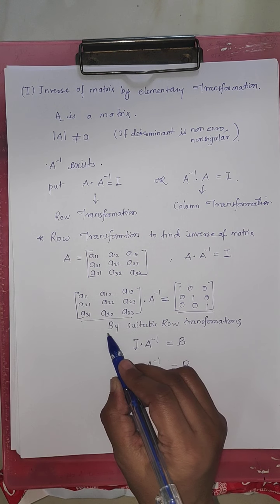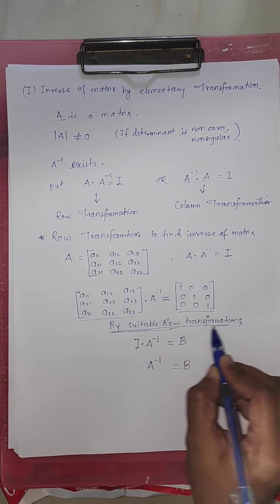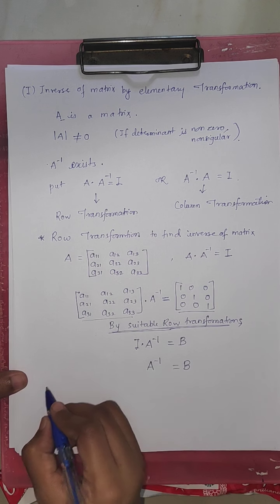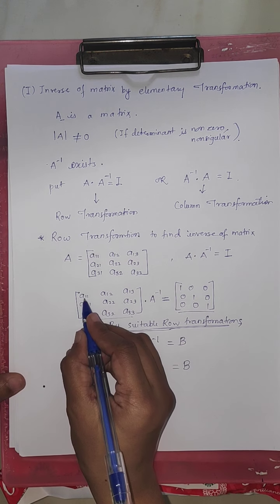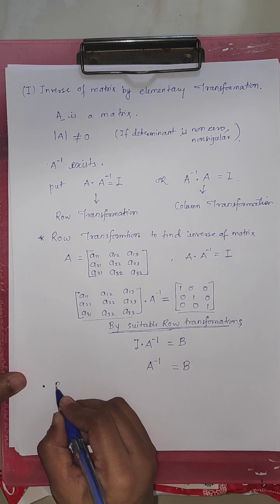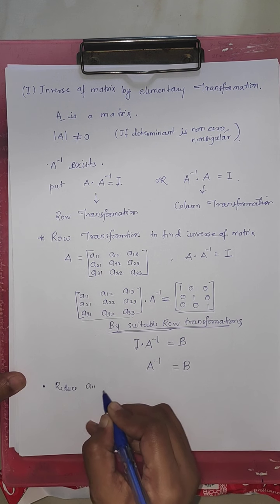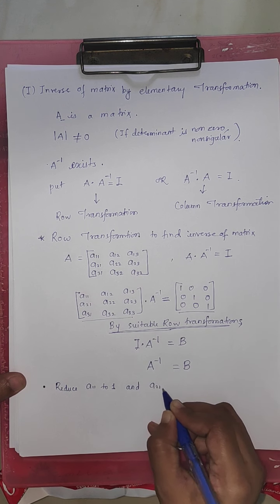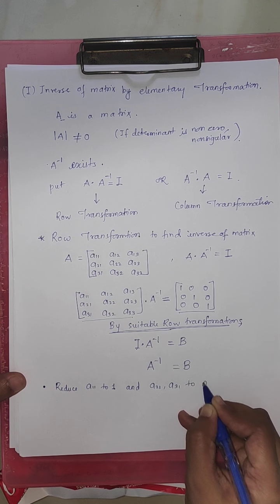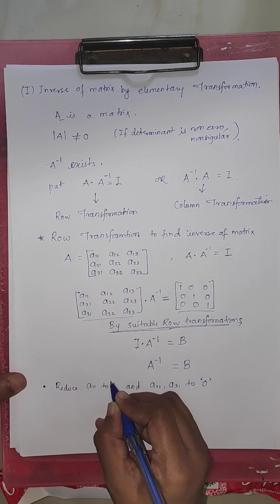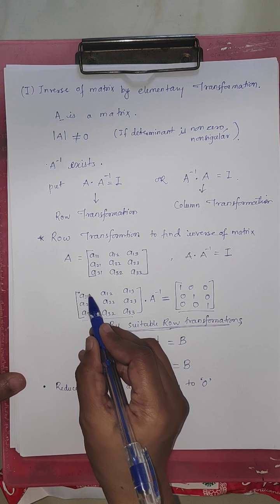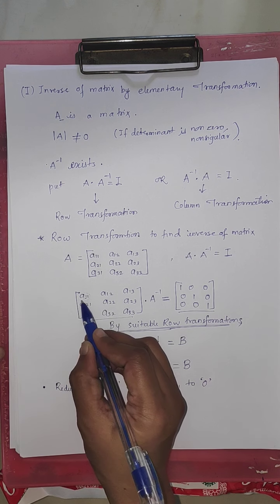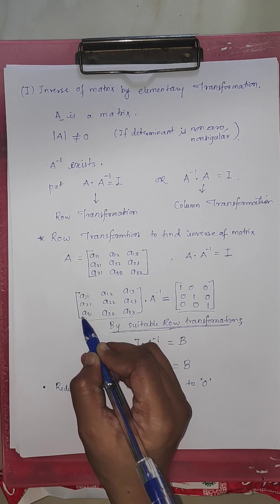Now what are those suitable row transformations? What steps do we follow for those suitable row transformations? See the key points. So first reduce A11 to 1 and A21 and A31 to 0. This is the first step. What is the first step? First step is to make the first row element A11 equal to 1 and these two equal to 0. Make this A11 1 and A21 and A31 to 0.